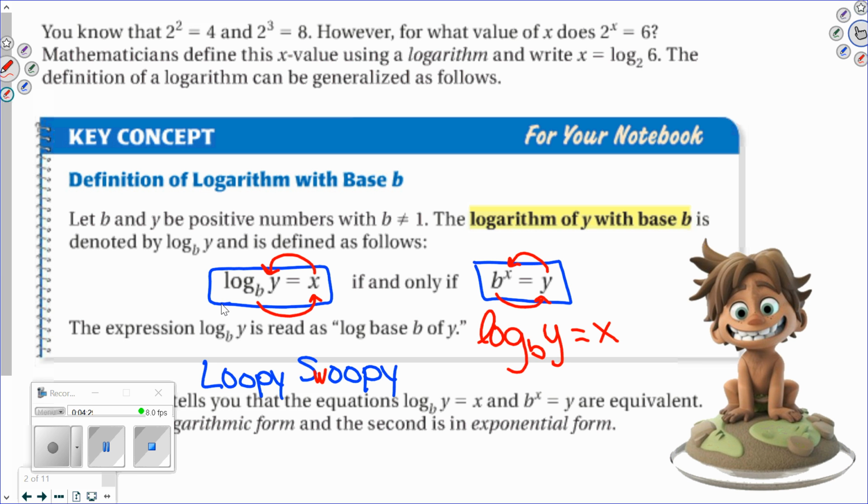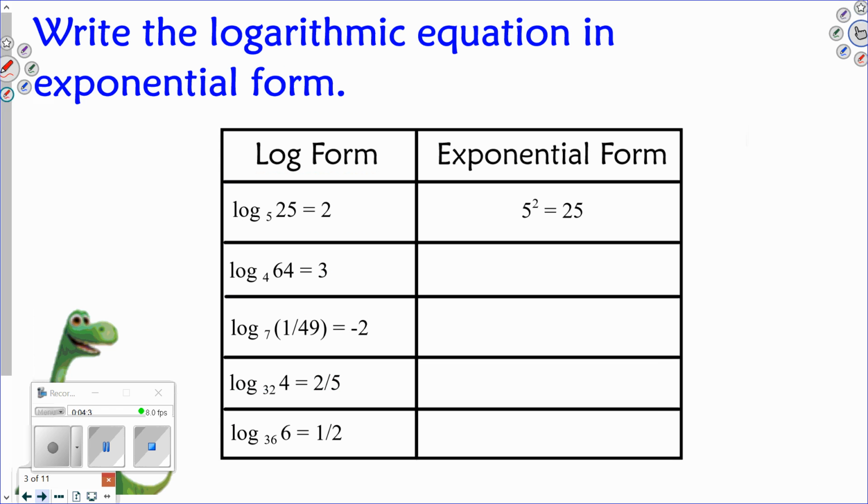Loopy swoopy. Let's look at some actual numbers, though. I think it'll make more sense how this works. So again, just practicing going between one form and the other. Starting with log form, loopy swoopy, the base number 5 squared equals 25. See how it got written? 5 squared equals 25. Agree? You guys know 5 squared is 25. So we practice with numbers that make sense to us first.